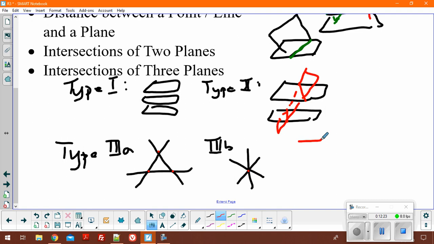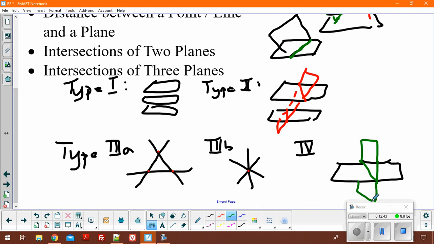Okay, and finally for type 4, this is where the planes meet in a corner. So I have like a plane like this, and maybe another plane like this. And I have a third plane that looks like this. And so there's this one corner kind of right in the middle here where the three planes meet, and there's a single point intersection. So again, we use the normals to determine how this works.